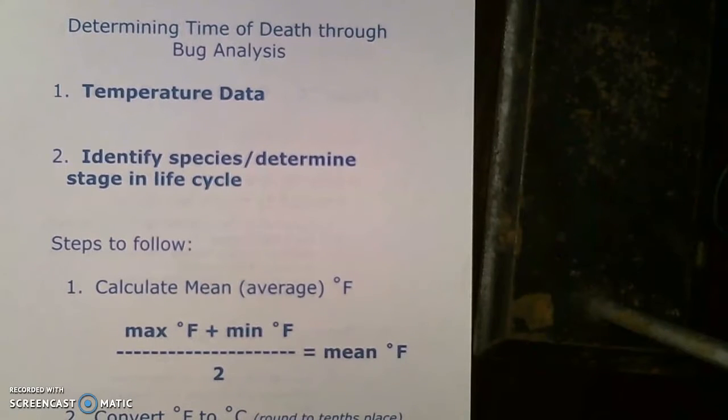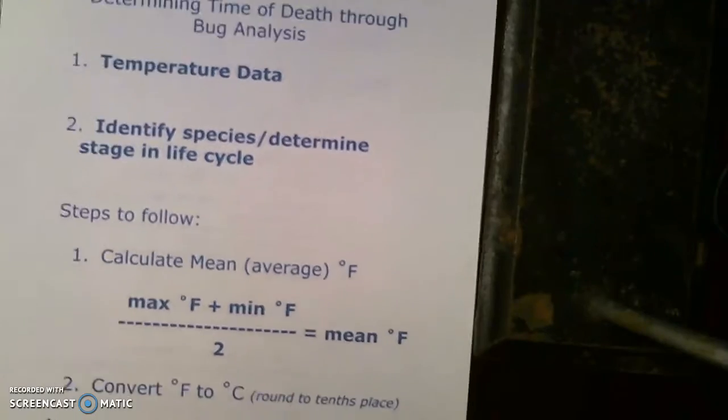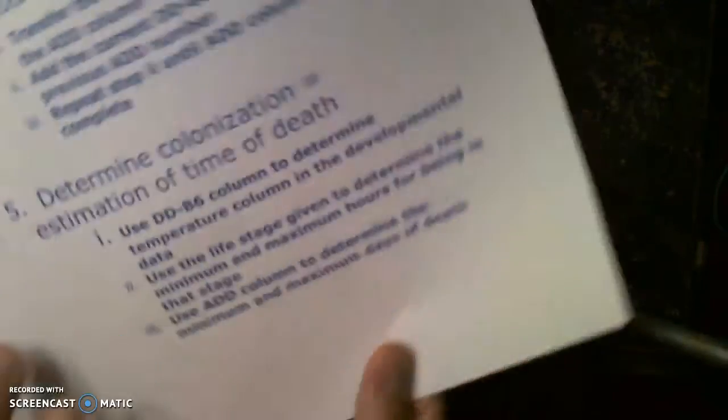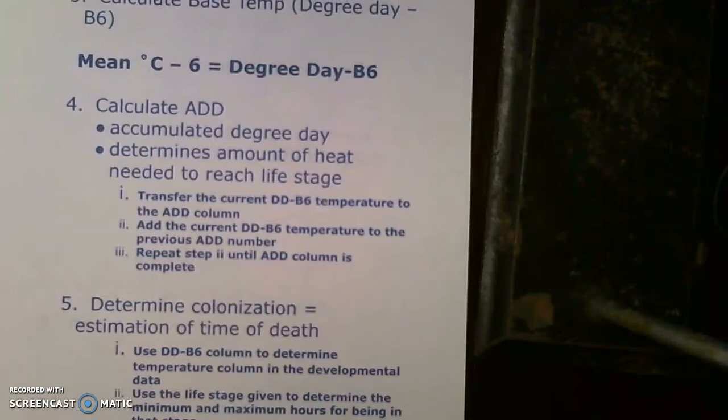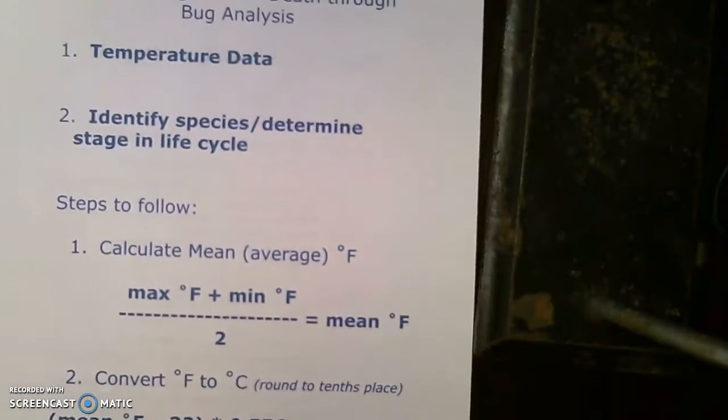If we can correctly identify the species, we can then determine what stage they are in their life cycle to get accurate readings. In this video, we will work through a case study, and in the case study, we will use the following 5 steps to help determine the time of death. Here we go.